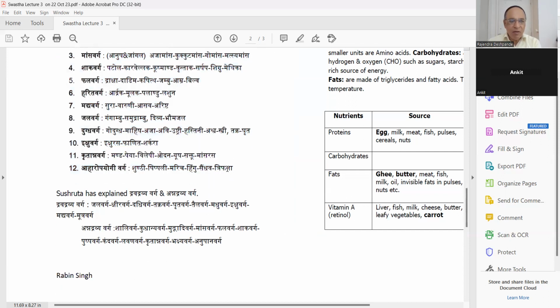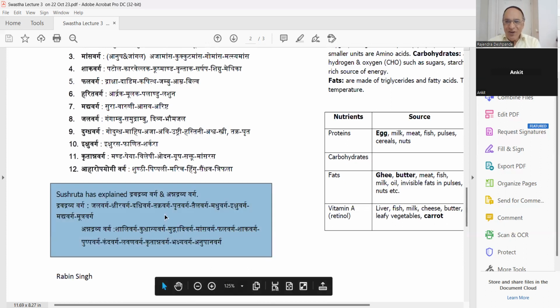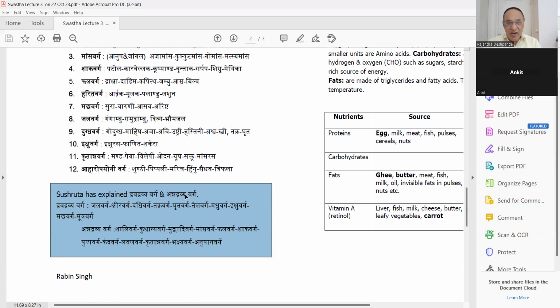Okay. Now, Sushruta has explained. Just kindly give me a few seconds. Okay. According to Sushruta, Dravadravya Varga, liquids and beverages, and Annadravya Varga. What is included in Dravadravya? Jala Varga, water, Kshira Varga, milk, Dadhi, curd, Takra, buttermilk, Ghrita, ghee, Taila, oil, Madhu, honey, and Ikshu Varga, sugarcane.